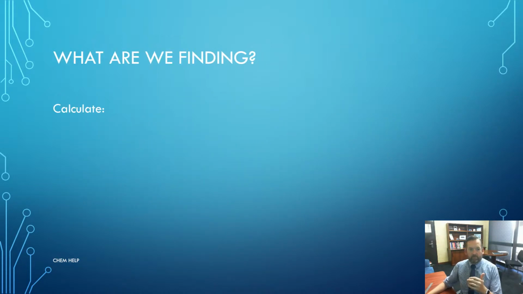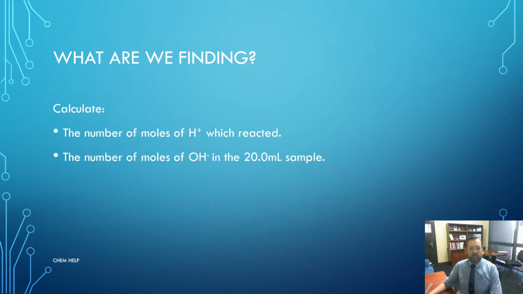So what are we going to find out? We're going to try and calculate the number of moles of hydrogen ions that reacted. That's what came out of the burette. From the number of moles of hydrogen ions, we then calculate the number of moles of hydroxide in that aliquot. So that came from the pipette. The pipette went into the conical flask and the indicator changed colour when you reached endpoint / equivalence point. Hopefully those two are very close together.